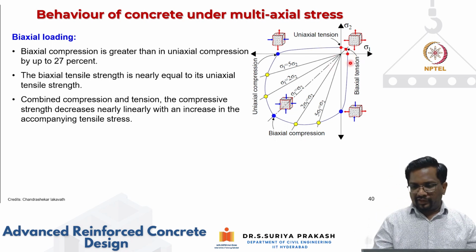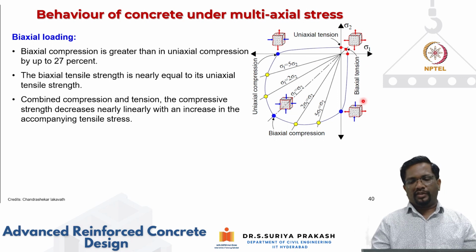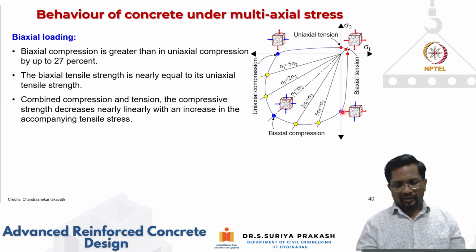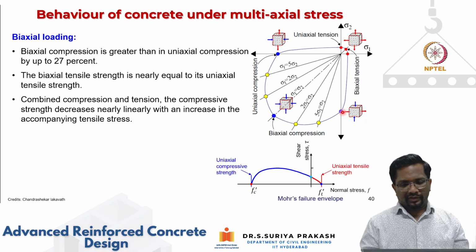That same behavior is observed in this quadrant also. Only the directions of compression and tension have reversed. Now in the vertical direction I have compression, and in the horizontal direction I have tension. In the same way, depending upon how much tension I have, the compressive strength will keep reducing. For example, if I take it at this level, the compressive strength is lower than what you get in uniaxial compressive strength.